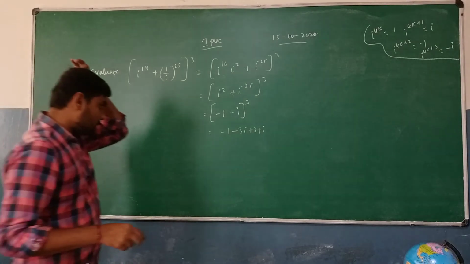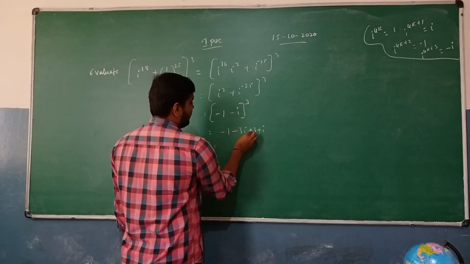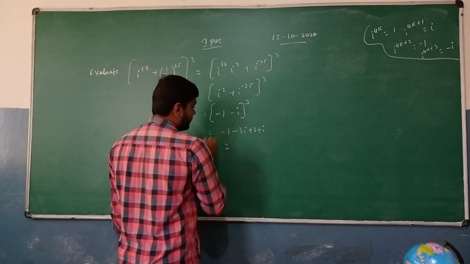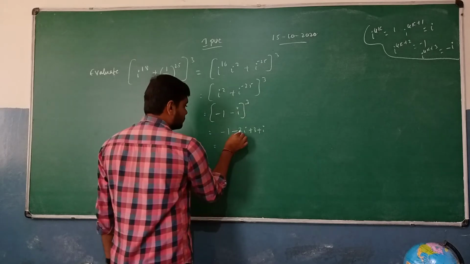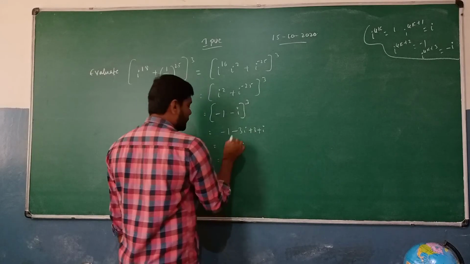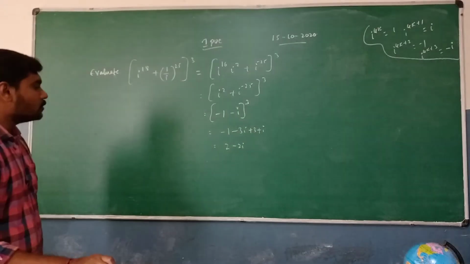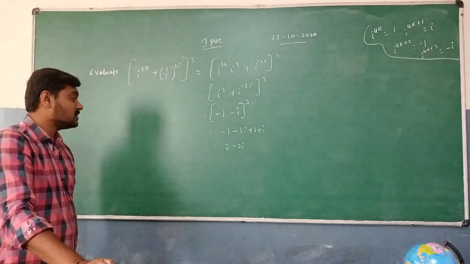So we evaluate this and see what comes. Minus 1 plus 3 gives 2. Then minus 3i plus I gives minus 2i. So it's going to be 2 minus 2i, and you can also reduce these things further by taking the common factor.